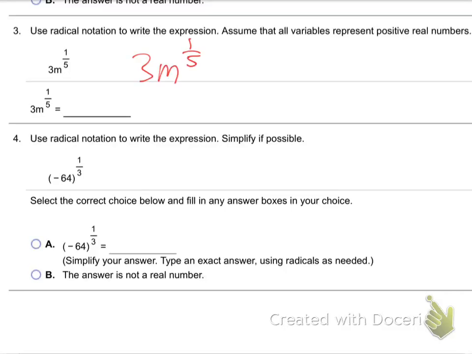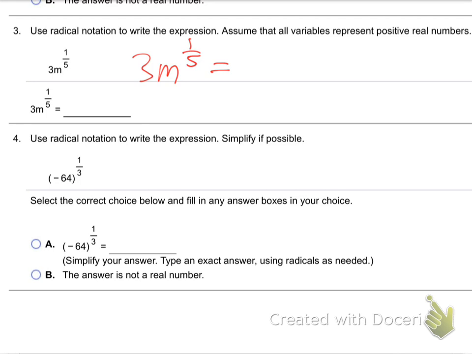3m to the 1/5. So basically, this one's not going to do much. They just want me to rewrite it as a root. That's all. They're saying, use radical notation. Radical means root. So they're saying, hey, write it like a root. Make it a root.